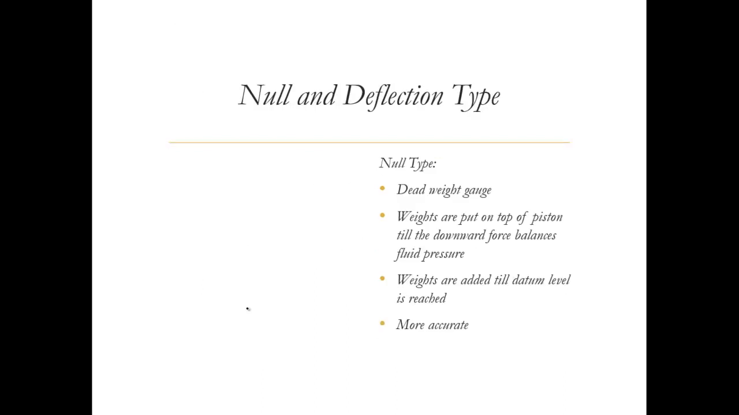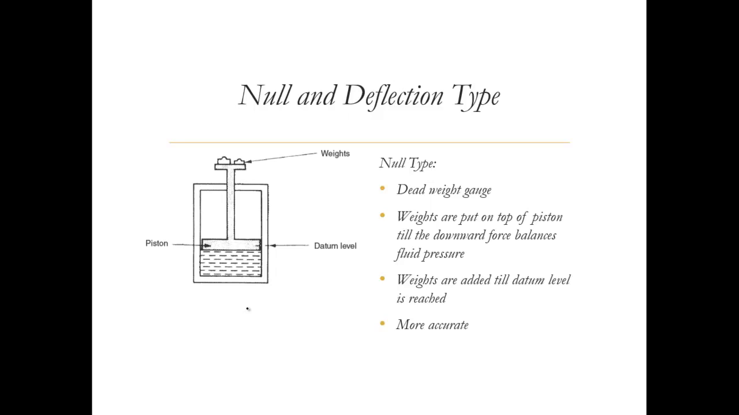Then we have null and deflection type instruments. In the null type, as an example, again this is to measure the pressure in a fluid. So the pressure in the fluid is measured where we have a piston, but rather than a spring, we're adding weights. We have something called a datum level, which is put up as a scale. And the moment we add weights here, this piston goes down. As per the pressure in the fluid, this piston may go up, and then we need to add more weights.